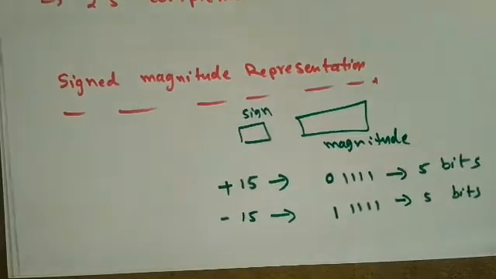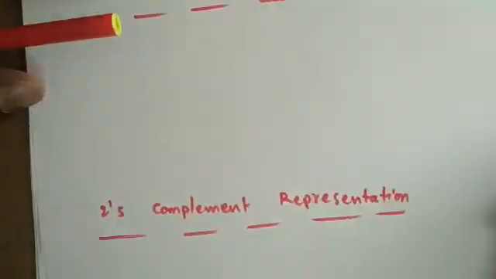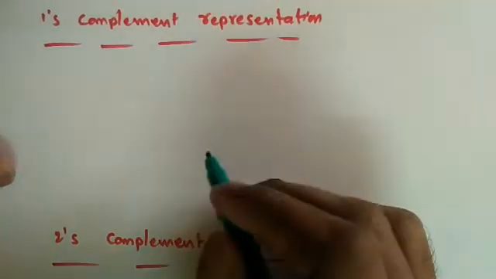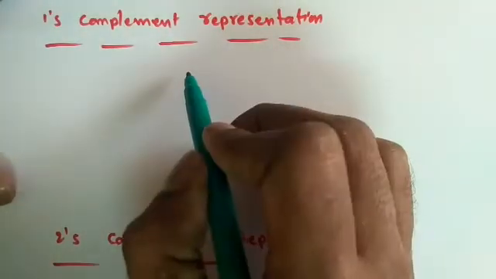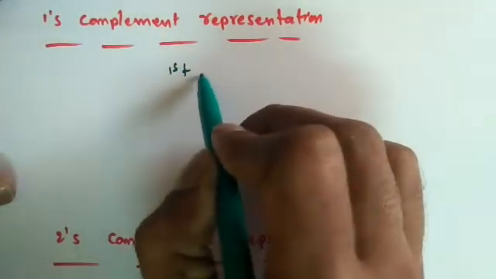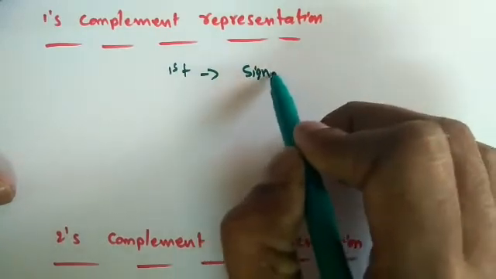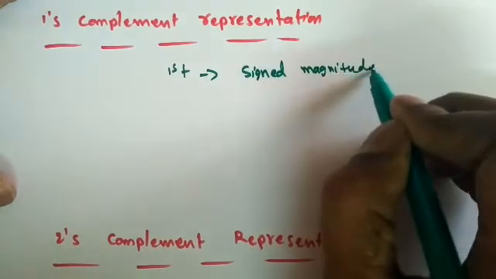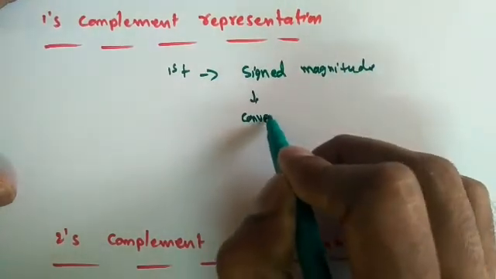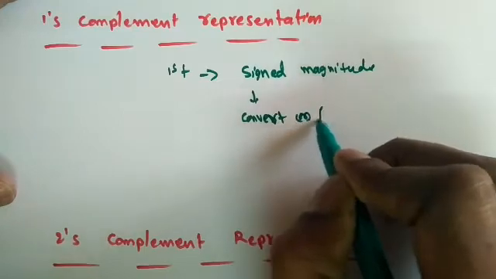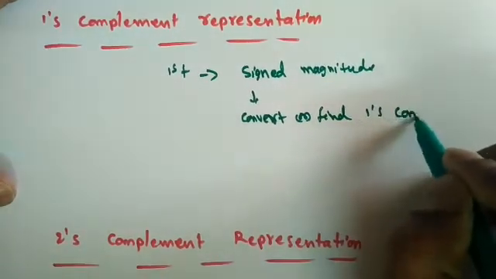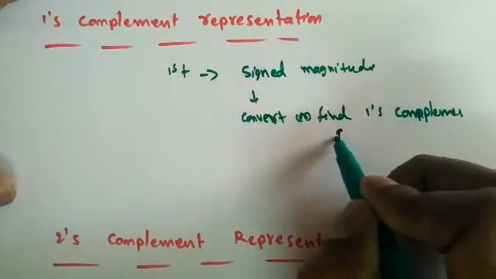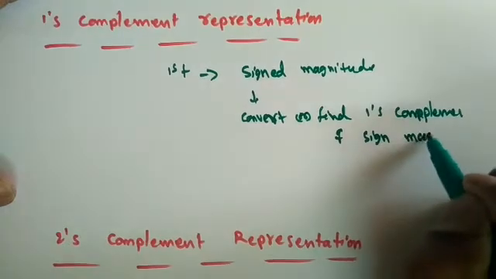Now to represent a negative number in ones complement, what is the method or procedure? Very simple. What we need to do is first find the signed magnitude representation, then find the ones complement of this form of signed magnitude representation.